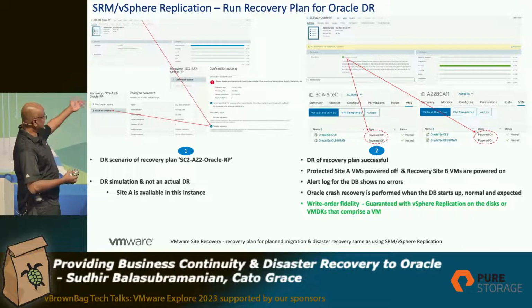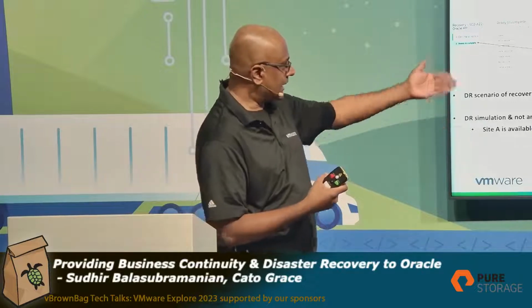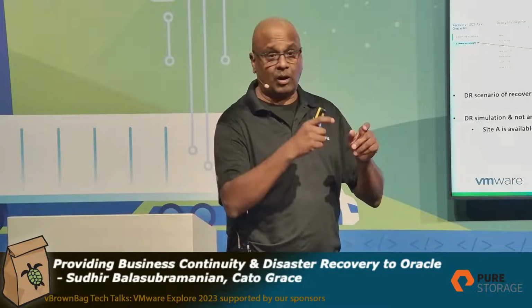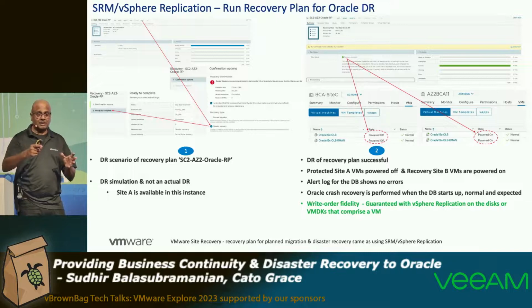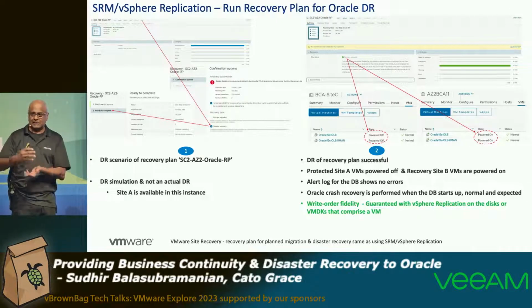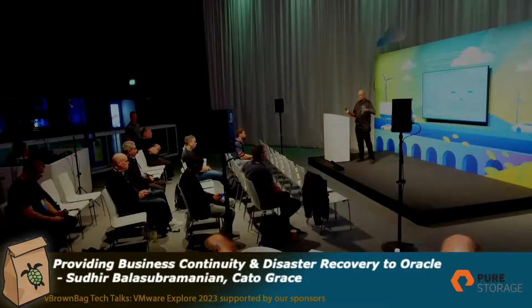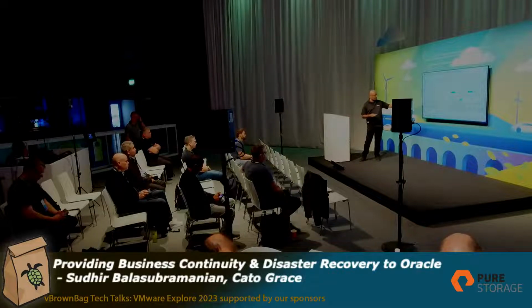What we do here is not LUN based, but vSphere replication based. Again, the write order fidelity is guaranteed for all VMDKs across a VM, and that's the unit of granularity, right? You're looking at a virtual machine, all of the VMDKs that comprise an Oracle database. You put it in a recovery plan, you take a snapshot of that, you power off the site A virtual machines, the site B virtual machines are powered on, and then you check the alert log file.